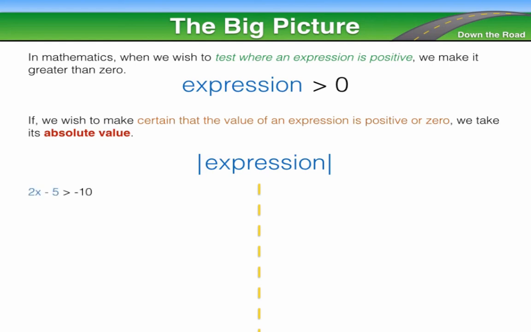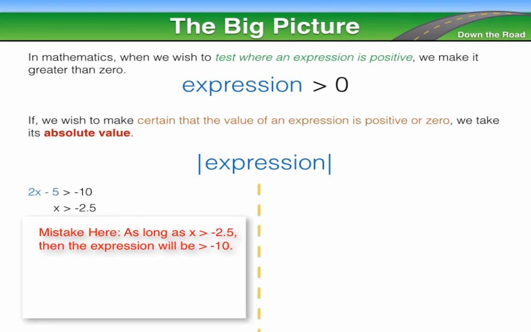First, I'm going to take the expression 2x minus 5, make it greater than negative 10. What I'm hunting for here is what range of x's make this statement true. Well, if I solve it using algebra, I now know that as long as x is larger than negative 2.5, then it's true. So as long as the value of x is greater than negative 2.5, then the expression will be positive. This was a test to see where the expression was positive.